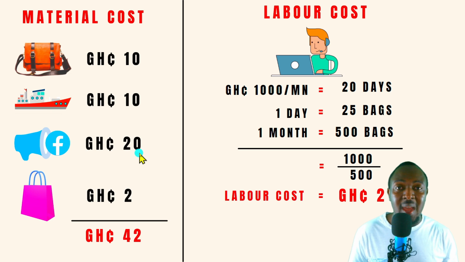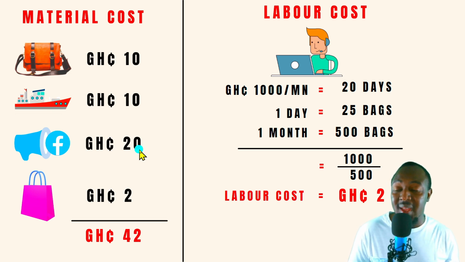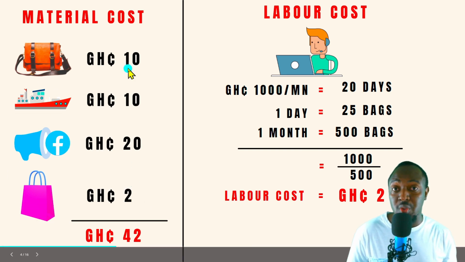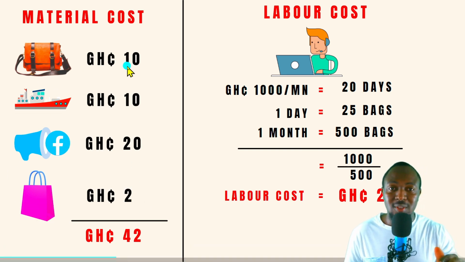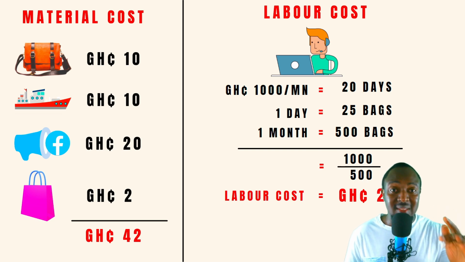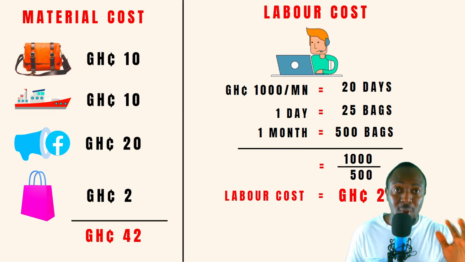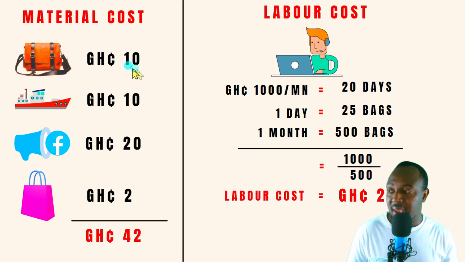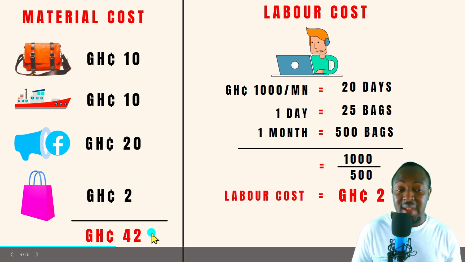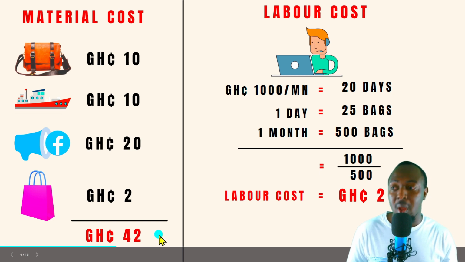Then for each bag, packaging and branding costs me an extra 2 Ghana cedis. These numbers may not be the exact same price, but this is so you guys can understand. The total material cost comes to 42 Ghana cedis. That is your material cost, now for labor cost.